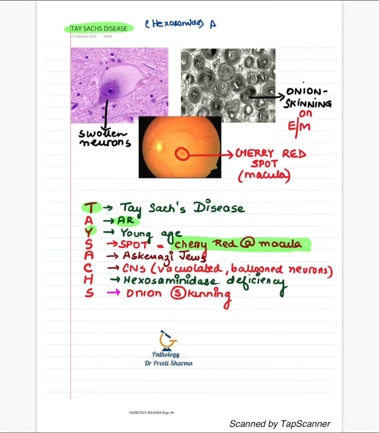Then central retinal artery occlusion also, guys. So these are very important things. A for it's common in Ashkenazi Jews. C for here you see vacuolated ganglion neurons, guys. That is again an important finding, because last time they asked you Gaucher's disease, so maybe this time they give you this image. So this is very expected. On electron microscopy you see the onion skinning pattern. Okay, that is again very important. Onion skinning on electron microscopy, and hexosaminidase deficiency already done.